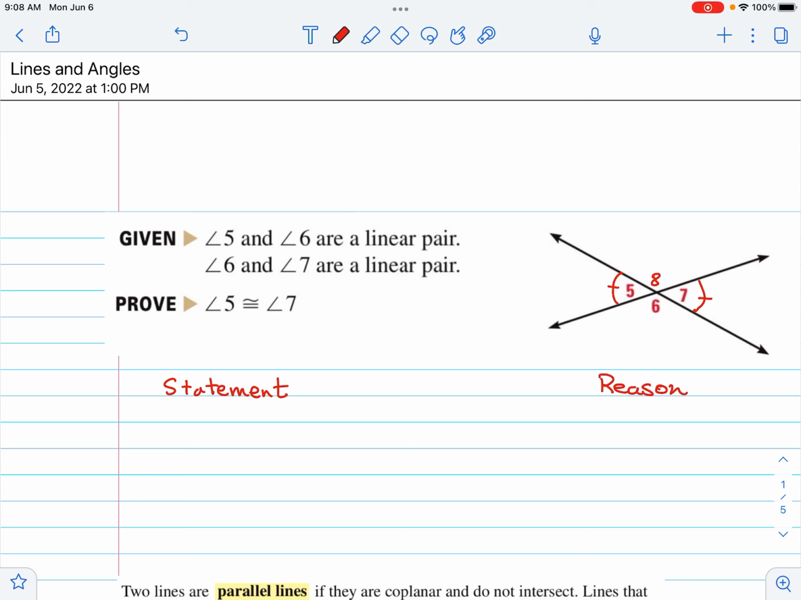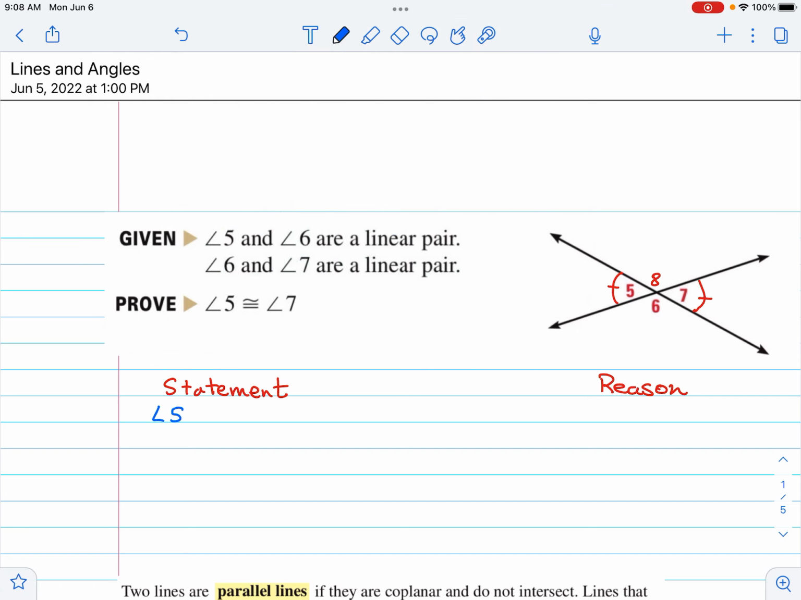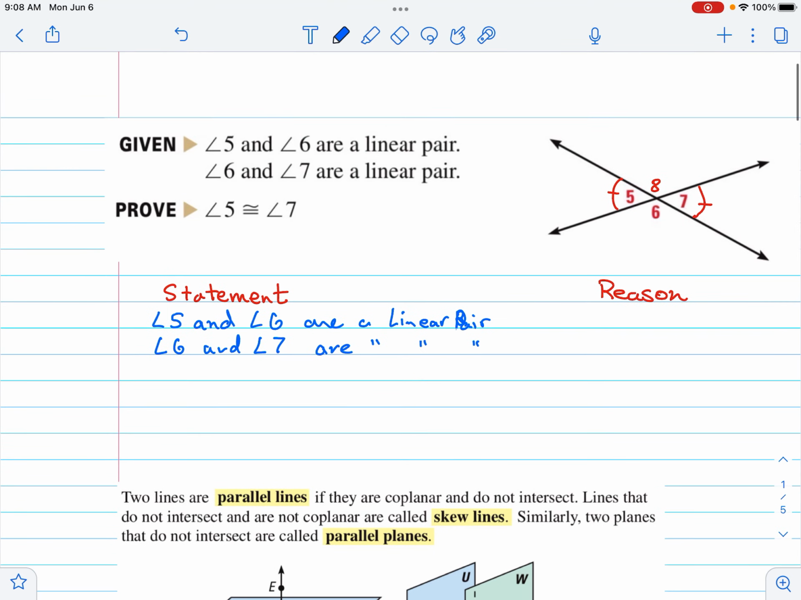Let me illustrate here. First of all, I'm going to start and write: angle 5 and angle 6 are a linear pair. Angle 6 and angle 7 are a linear pair. Okay? And the reason I know that is because it was given. So I'm just going to write that as given.